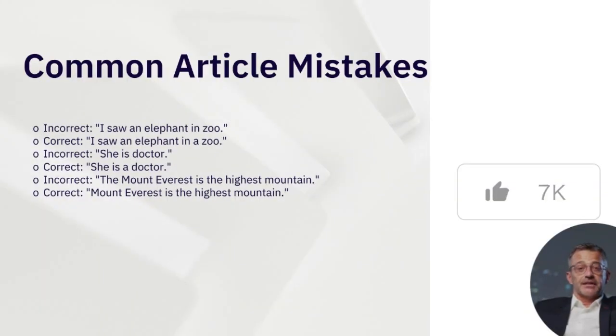Common article mistakes. Incorrect. I saw an elephant in zoo. Correct. I saw an elephant in a zoo. Incorrect. She is doctor. Correct. She is a doctor. Incorrect. The Mount Everest is the highest mountain. Correct. Mount Everest is the highest mountain.